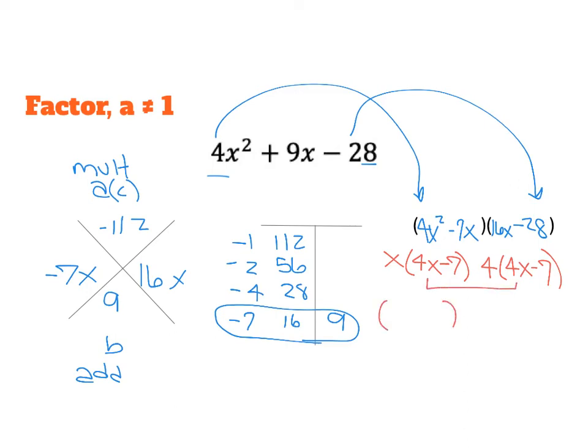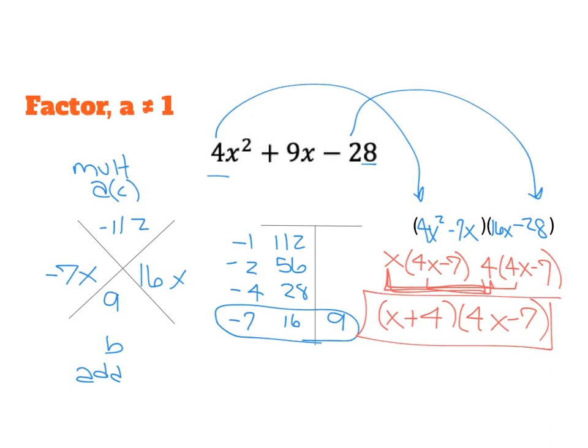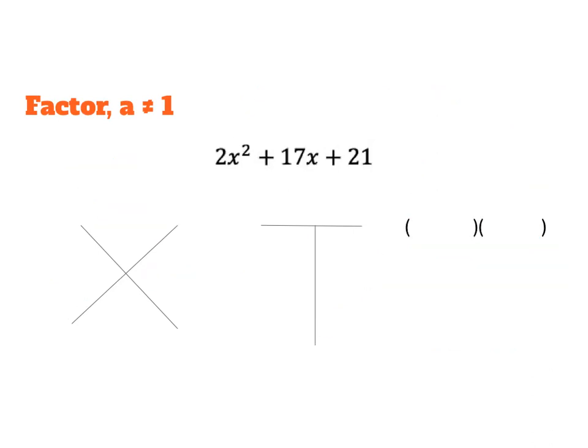So for our first factor, we're going to take our x plus 4 from these two, and we know it's going to be plus 4 because it's a positive 4. If it was a negative number, it would be a minus. And then we have our 4x minus 7. And that would be your answer. All right, let's try another one.